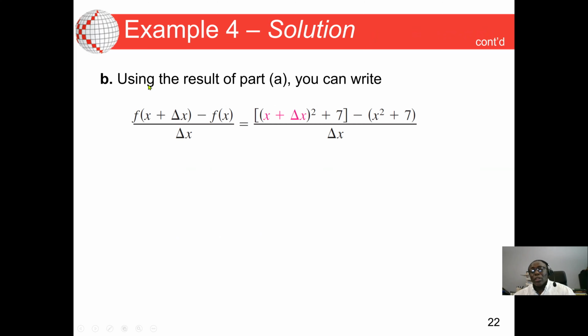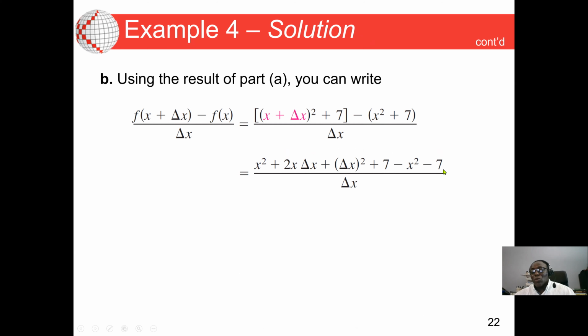Now b, we are going to find f(x plus delta x) minus f(x) divided by delta x. So first, f(x plus delta x) is (x plus delta x) all squared plus 7, minus f(x). f(x) is the same as x squared plus 7, because in the question we said f(x) equals x squared plus 7, all divided by delta x. We can solve this by opening the parentheses. We get x squared plus 2x delta x plus delta x squared, and then plus 7, then minus x squared, then minus 7.